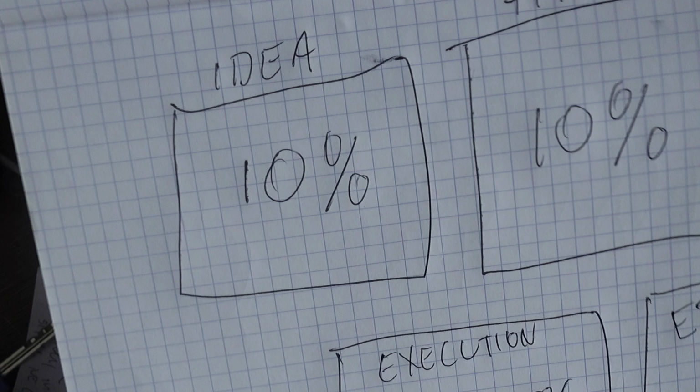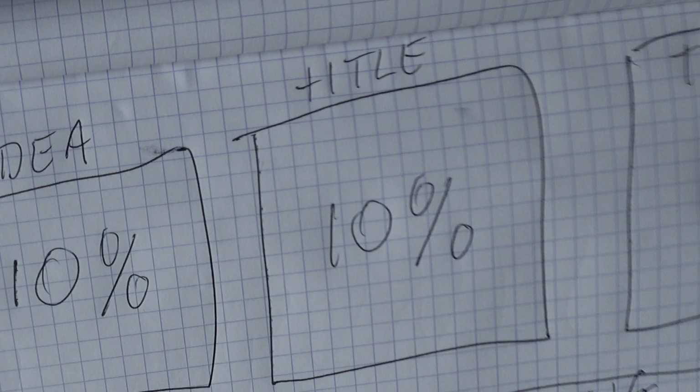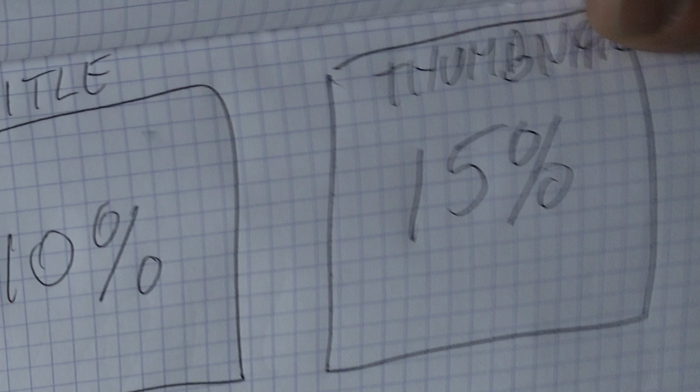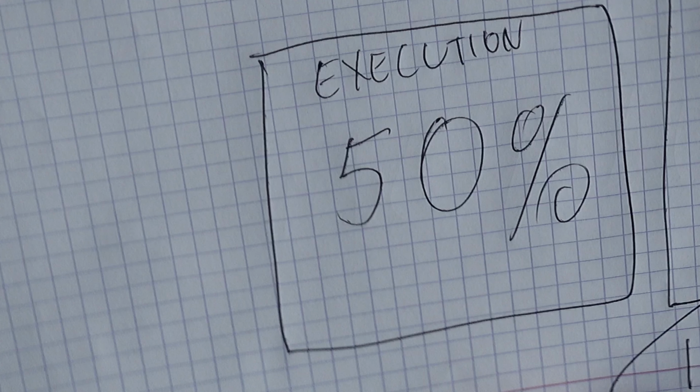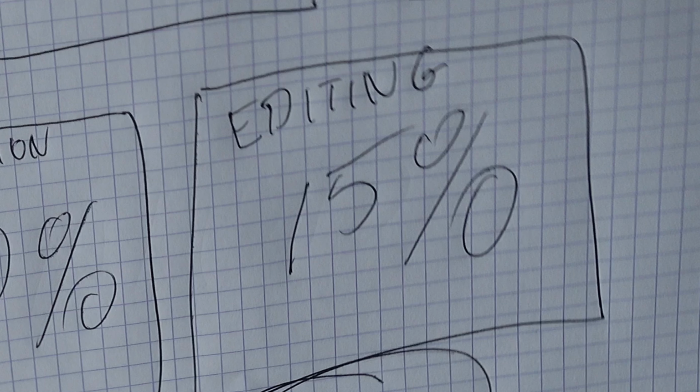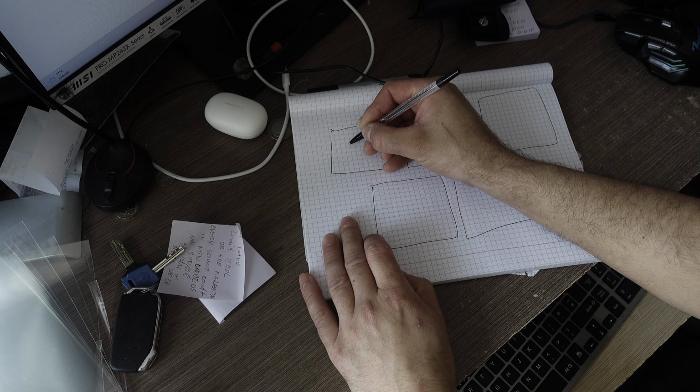So the first thing is the idea, second is the title, third is the thumbnail, fourth is the execution, filming and editing. 5 squares, each square plays a different role in the videos. I gave different percentages of importance. Let me show you how I rate all these 5 squares. The first one, idea, I gave 10%.